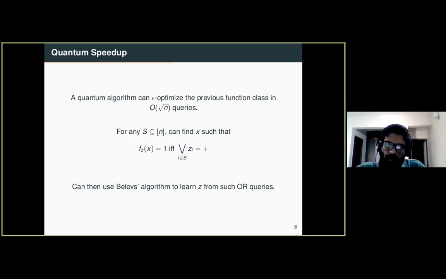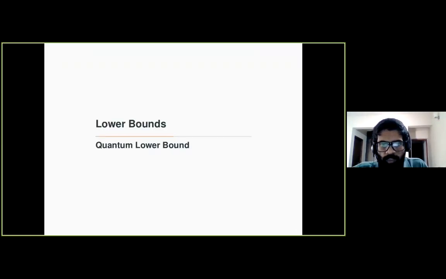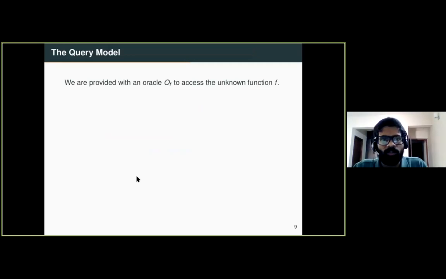So since we're not getting a quantum speedup from this function family, we have to look to other function families. And the place where we look for our quantum lower bound, I'll come to that in a bit. First, let me just introduce the quantum query model. The quantum query model is just a quantum algorithm that has access to this oracle OF.